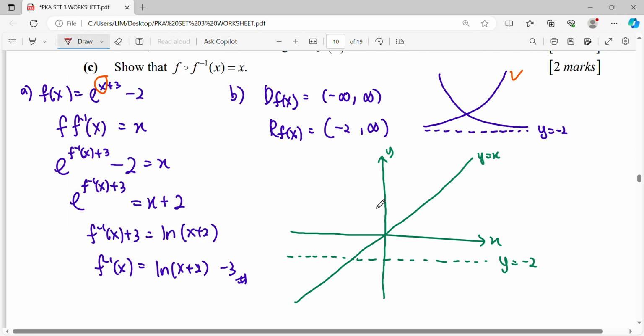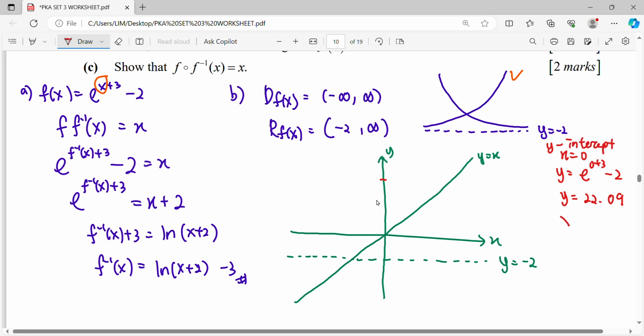When x equals 0, y will be e to the power of 0 plus 3, minus 2. We are finding the y-intercept here. So e to the power of 3 minus 2 is 22.09. So it will be very high already.